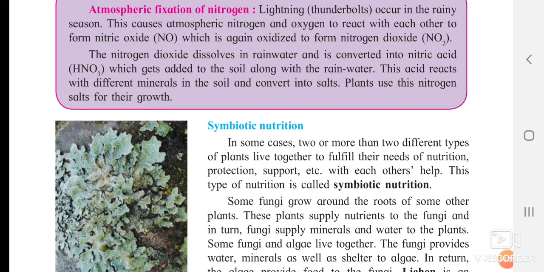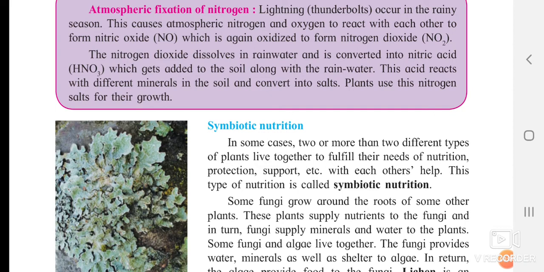Welcome all. We have already started our fourth lesson, that is nutrition in living organisms. So we have already seen what the process of nutrition is, which are the types of nutrition, and how the transport system is carried out in plants. So now we are going to see the types of nutrition.